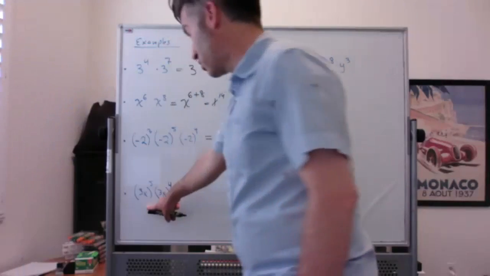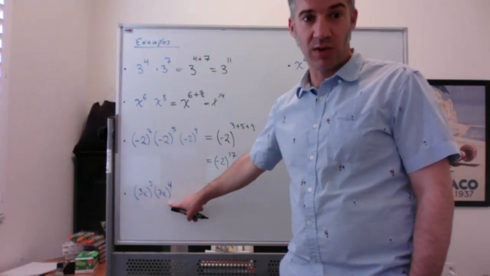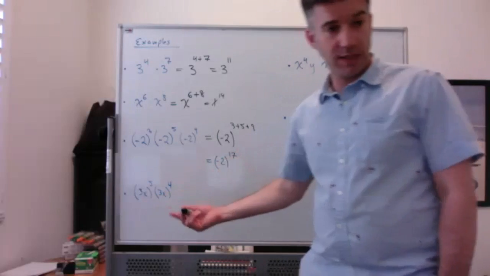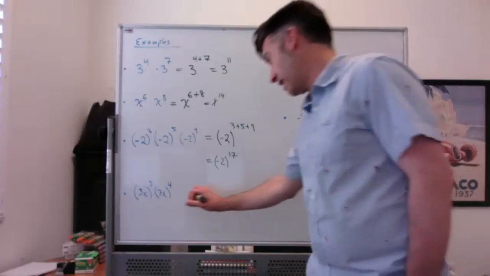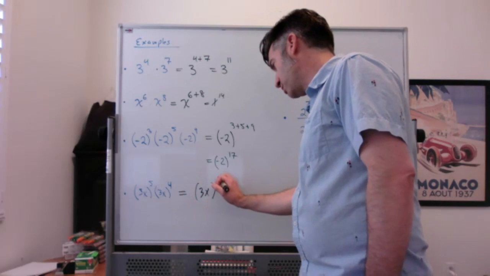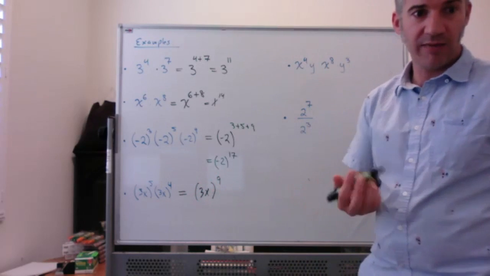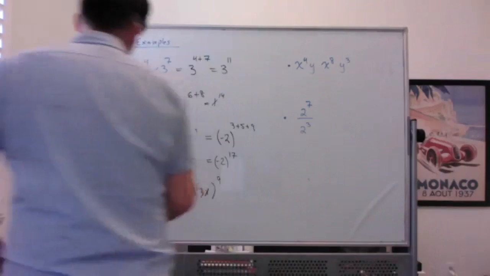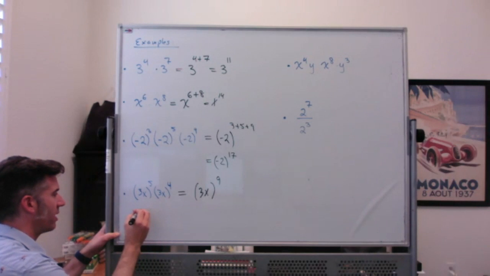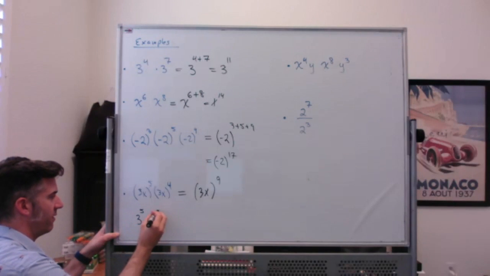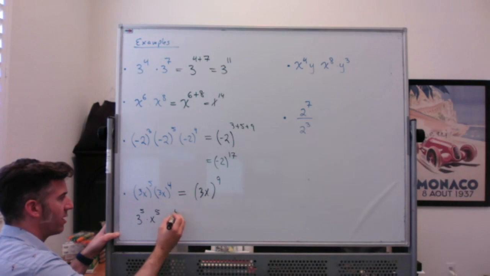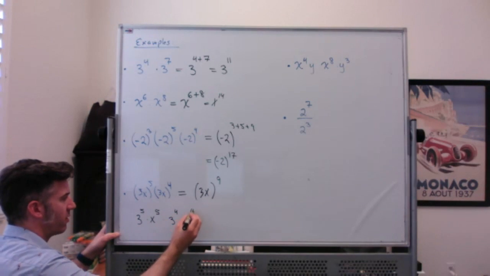Here we have 3x quantity to the 5th times 3x quantity to the 4th. There are two ways you can deal with this. Since those bases are the same, you could definitely write this as 3x quantity to the 9th power. But to go with what Yang Kun was saying, we could also write 3x to the 5th as 3 to the 5th times x to the 5th, and 3x to the 4th as 3 to the 4th times x to the 4th.